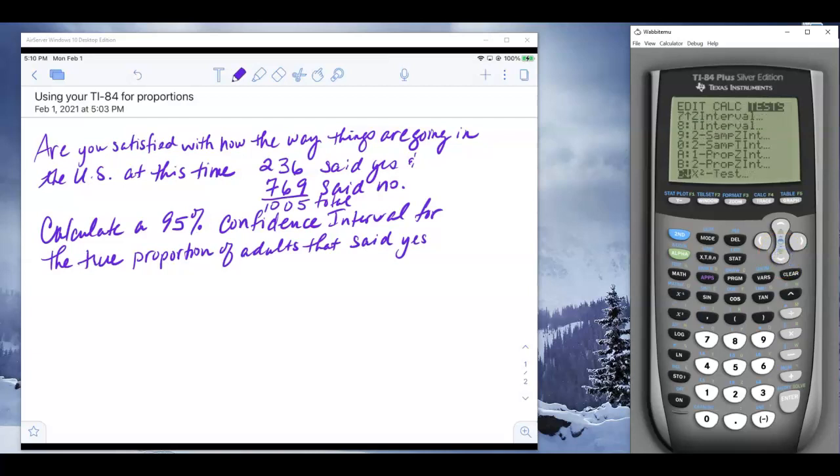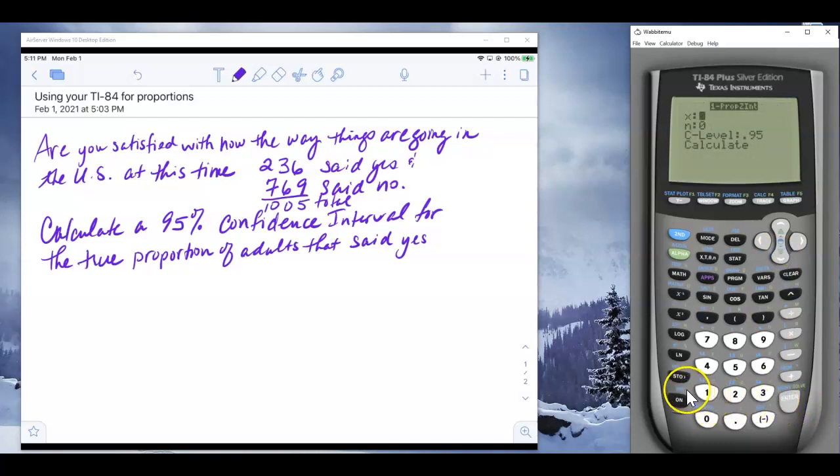Okay, so if it does say proportion, we definitely want the one that says proportion. So this is only a 1 proportion, and we are using the Z table for proportions. That is different than this one up here, number 7, that says Z interval. That's going to be for means, okay? So we want the one that says proportion. That's going to be letter A.